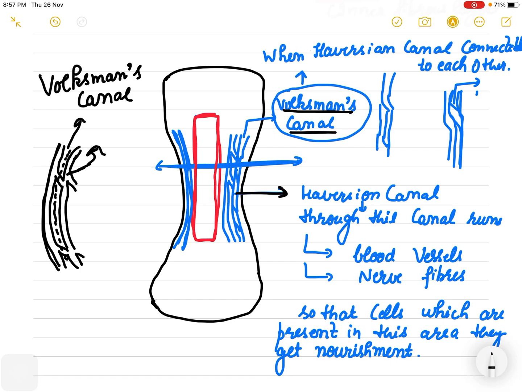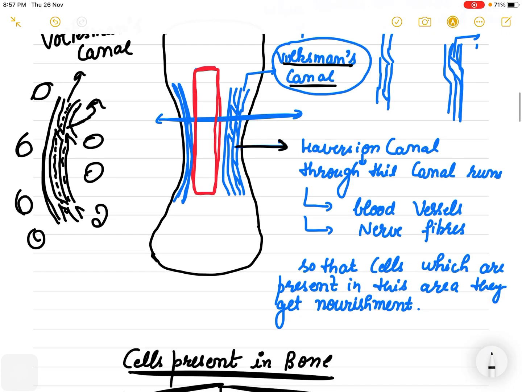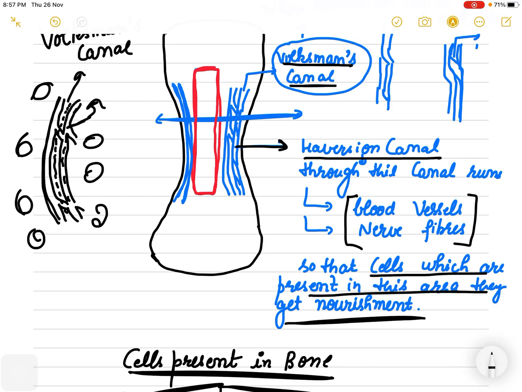What is running through the Haversian canals? Blood vessels and nerve fibers. Why? Because inside this bone, bone cells are present, and these bone cells need nourishment. That is why blood vessels and nerve fibers run through this Haversian canal, so that the cells present in this area get nourishment.